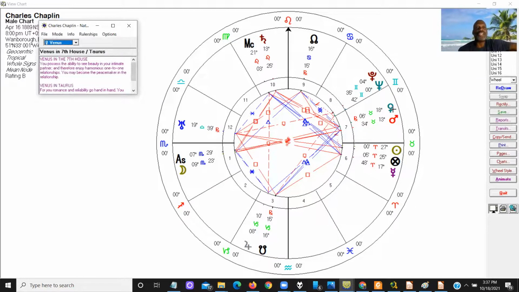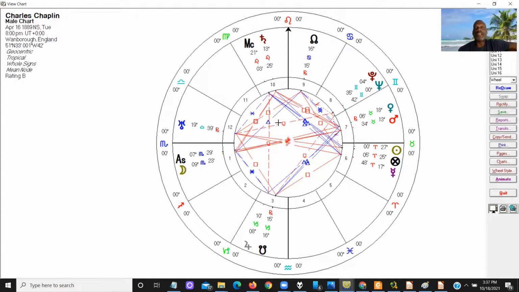This is the chart of Charlie Chaplin. And we're just looking for applying and separating aspects in the chart. So we're not looking at, if you know the last one that we did, our last birth chart interpretation video had to do with advancing versus retreat. So we were looking at what planets are in angular or succedent houses and what planets are in cadent houses. For this, we're just looking at who's zooming who and doing what to who.